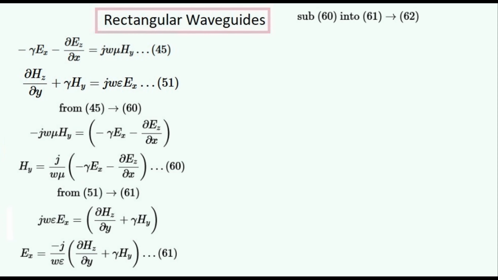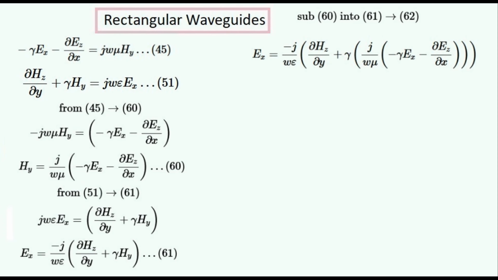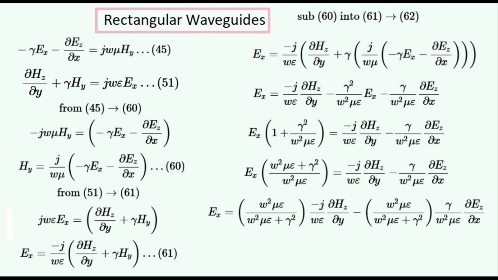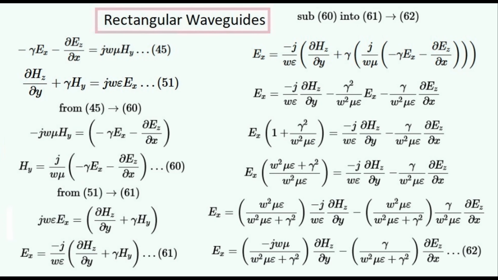We can then substitute the first of these two new equations into the second, which gives us this messy looking equation. We can expand all of the brackets of this equation. Then we can manipulate it a bit more. You can already see that Ex is going to be expressed as a function of Hz and Ez, which we have found earlier. Ex can be made the subject of this equation, and then this equation can be tidied up.